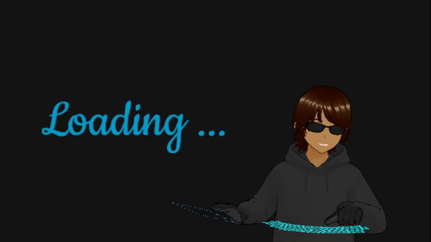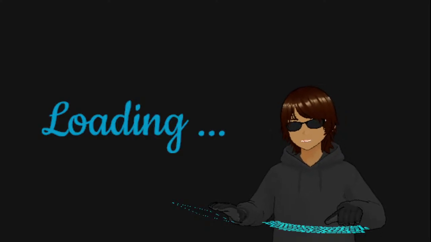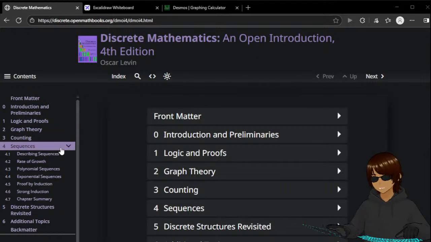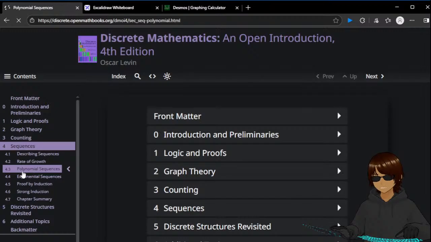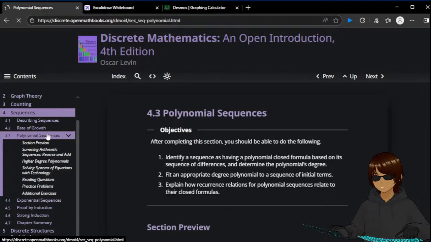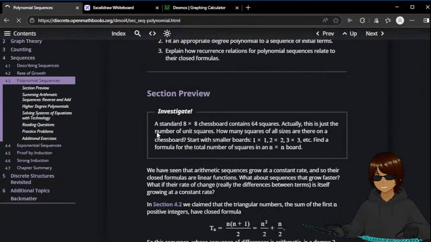Okay, so I'm going to be studying sequences again. I will just start studying from where I last left off. I studied describing sequences and rate of growth. They talked about arithmetic and geometric sequences. In this stream, I'm going to study polynomial sequences. I think I will do these two chapters this stream.